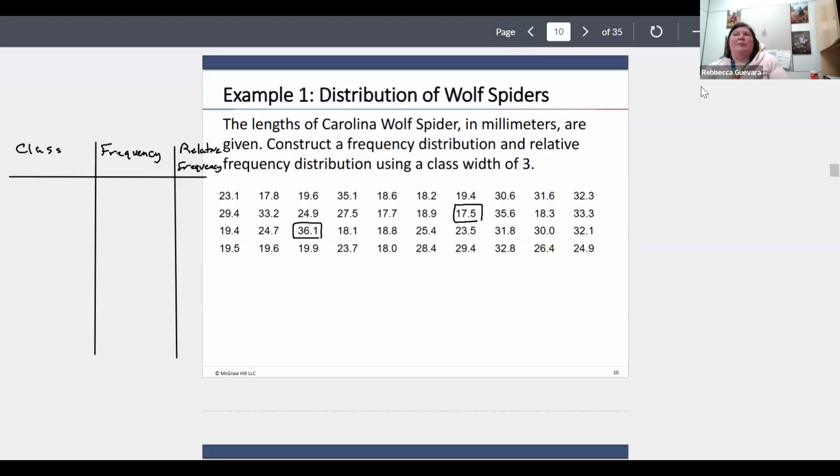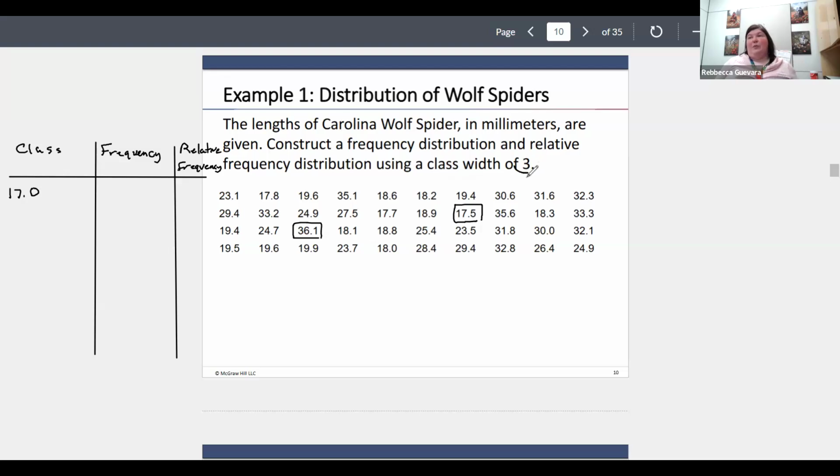So it looks like here that my smallest spider, I believe, is going to be 17.5, and my largest spider is going to be 36.1. So you could start at 17 if you wanted to. That is my lower class. And then we only have one decimal place, so I'd say 17.0.